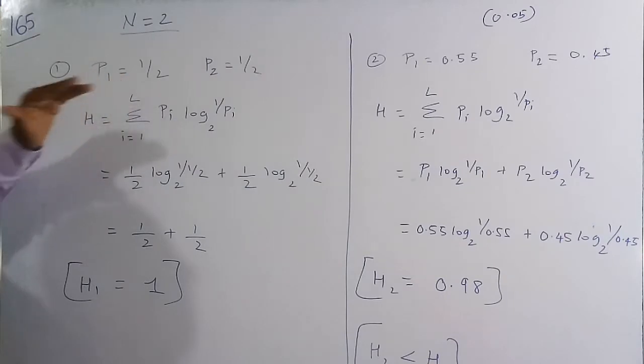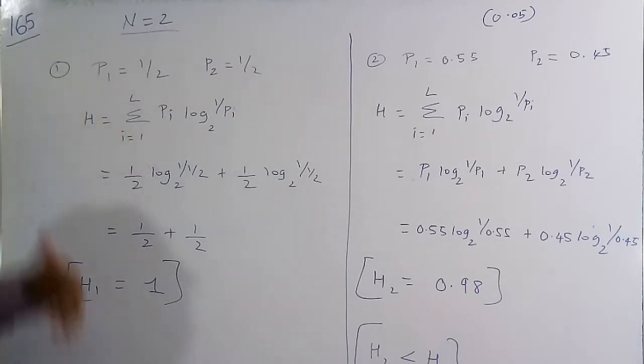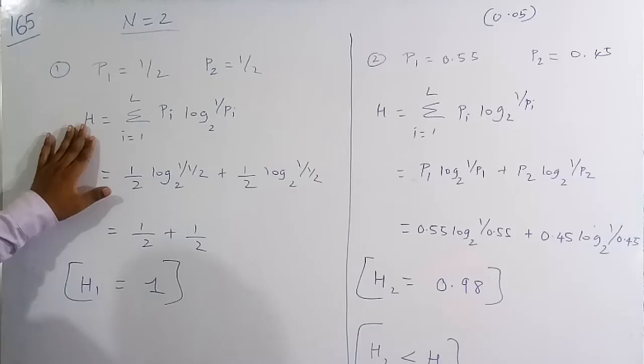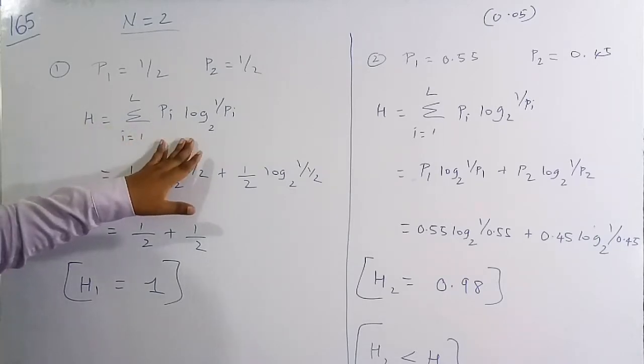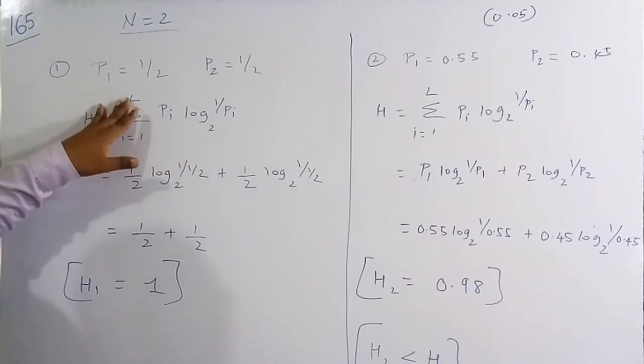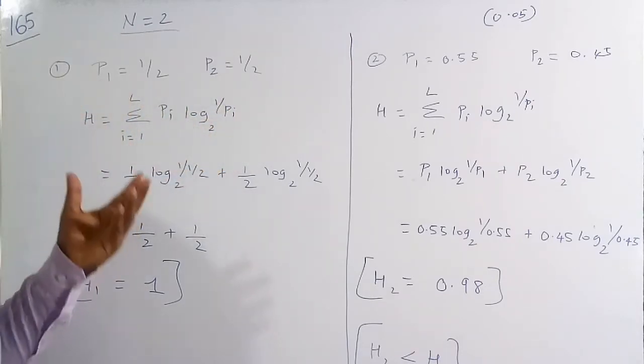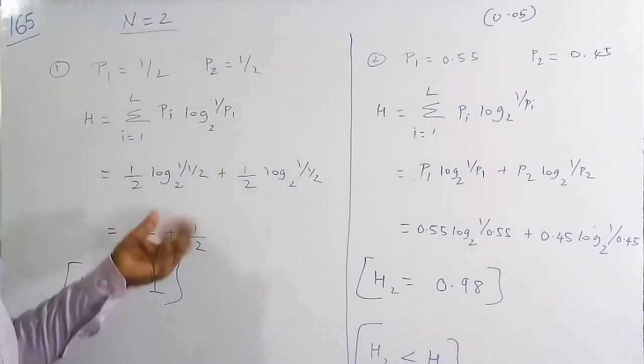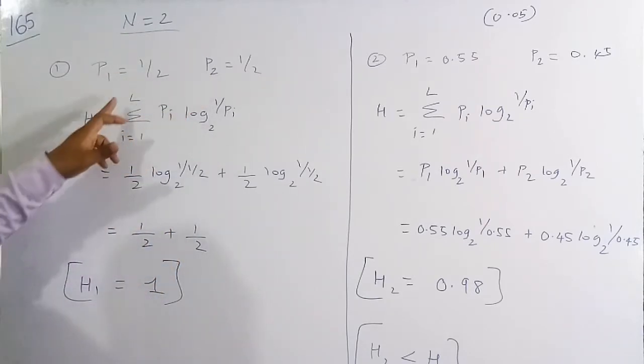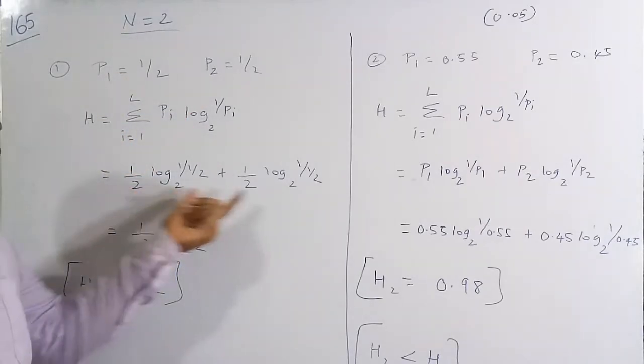So now based on this I want to figure out what is the entropy. So here the relation between the entropy and the probabilities is H is equal to sigma i is equal to 1 to L, Pi log 1 by Pi with respect to base 2. Here L means the number of symbols. So there are only two symbols, so I am going to use L is equal to 2. So therefore we have to do only twice here.